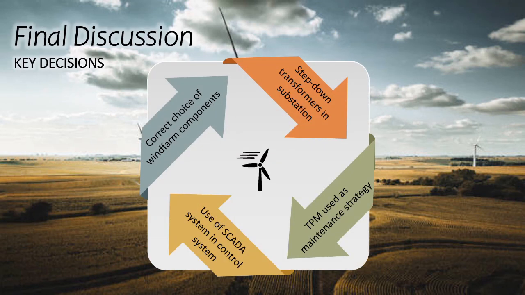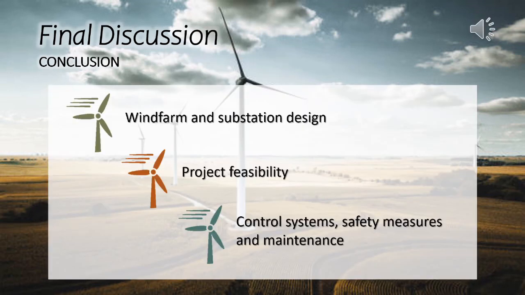The correct choice of wind farm components ensured an efficient design. The use of step-down transformers in the substation enabled voltage to be transferred at very high rates. The TPM strategy as the optimal maintenance strategy allowed for both preventative and reactive maintenance perspectives. The wind farm and substation were designed for maximum power generation using optimal layouts and carefully selected component materials, hence the project is feasible. The control system, safety measures, and maintenance strategies were carefully considered to support the operations and ensure efficiency.